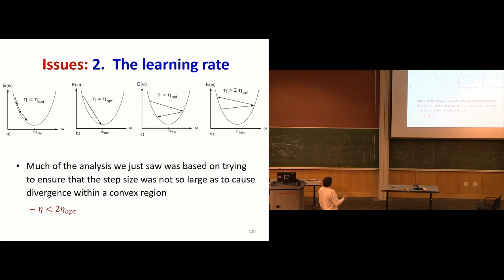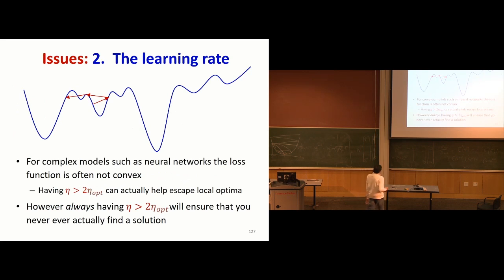So all of this was based on trying to ensure that the step size was not so large as to cause divergence within a convex region. So here you have a convex region. Even within this convex region, if my step size is too large, the estimate can diverge. And you're trying to prevent this. But then, is this really important?